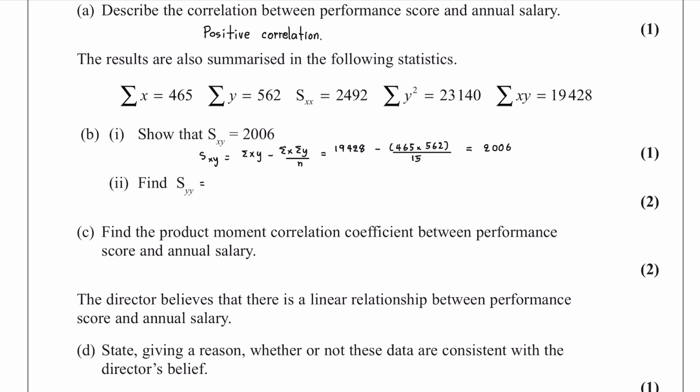And next we have to find Syy. The formula is Syy equals summation of y squared minus summation of y all squared, divided by n. Summation of y squared is given, which is 23,140 minus summation y, 562, we square it and divide it by 15. So the answer is 2083.73. We can round it to 2080 for 3 significant figures.